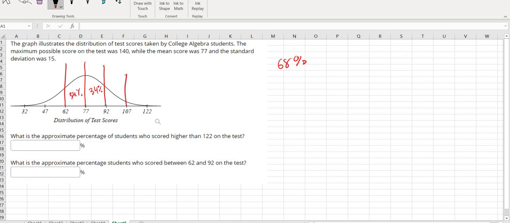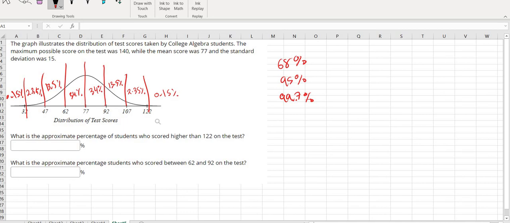And then 95% of the data lies within 2 standard deviations of the mean. So if you do the math, you're going to say this is 13.5%, and this is 13.5%. And then 99.7% of the data lies within 3 standard deviations of the mean. If you do the math, you'll find this to be 2.35%, and this is 2.35%. And then the tail is 0.15%, 0.15%. Please don't forget the tail.